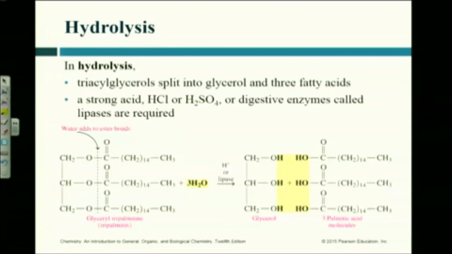Where do you think this process might occur in your body? If you were to eat a fat, where do you think this would occur? It's going to occur in your stomach, right? Because your stomach is acidic, isn't it? Yes. And you have digestive enzymes called lipases that help break that apart. Okay?